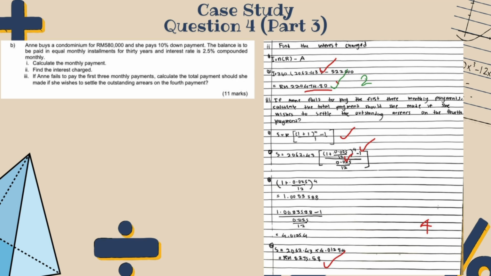So for the final question, for the third Roman numeral, Anne fails to pay her first 3 monthly payments. To calculate the total payment she needs to make on the 4th month to settle all outstanding arrears, we use the future value of annuity formula. By substituting the values, where R is 2,062 ringgit and 43 cents, the interest rate is 0.025 divided by 12 and n equals 4, we get a compounding factor of 4.01254. Finally, multiplying this factor by the monthly payment gives us a total of 8,275 ringgit and 58 cents that Anne needs to settle.